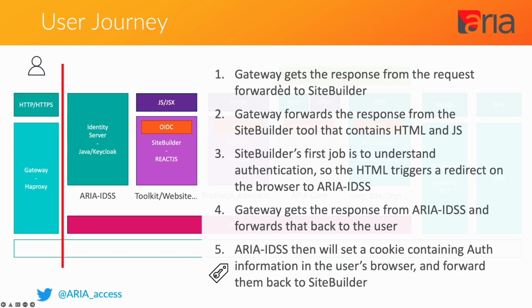So, gateway responds, forwarded to one of the nodes. Site Builder's first job is to understand the authentication. So it queries the identity server. We get back a token, and then this is set in the user's browser, and then from then on, the OIDC, the OpenID Connect token is passed around, and that's the thing that identifies the user in the system. So this token gets passed around to various microservices so that we all know who's who.